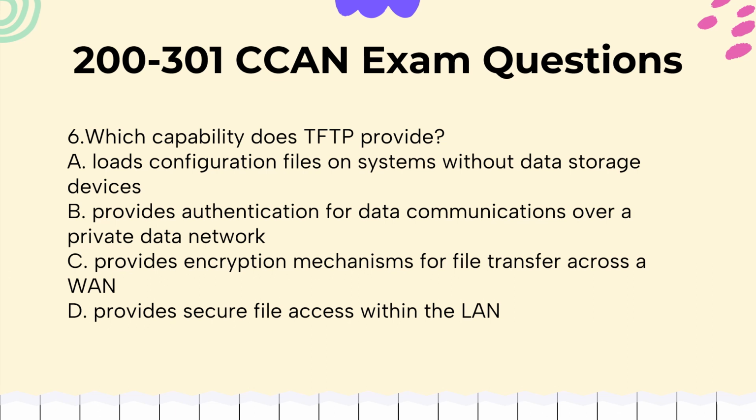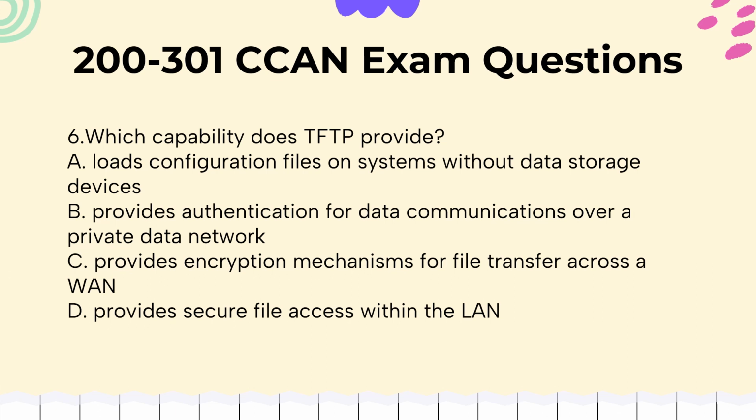A. Loads configuration files on systems without data storage devices. B. Provides authentication for data communications over a private data network. C. Provides encryption mechanisms for file transfer across a WAN. D. Provides secure file access within the LAN. The correct answer is A. TFTP, Trivial File Transfer Protocol, provides the capability to load configuration files on systems without data storage devices.